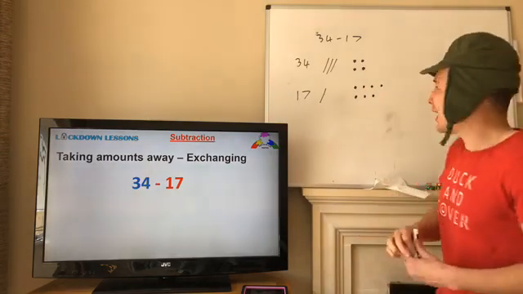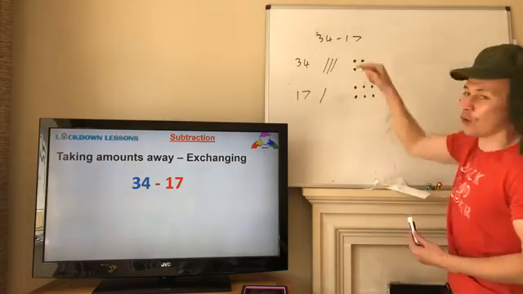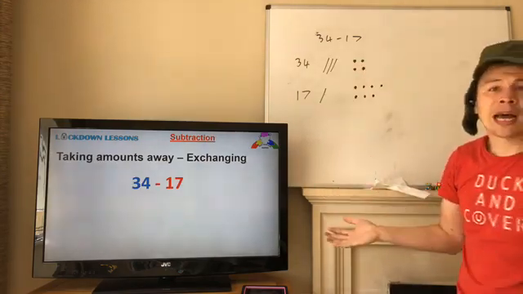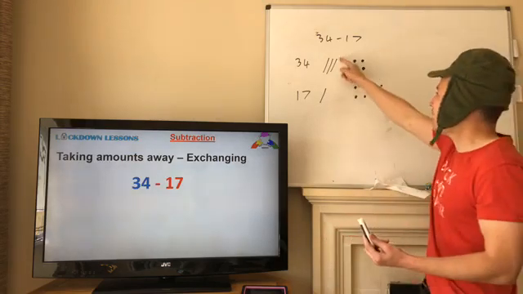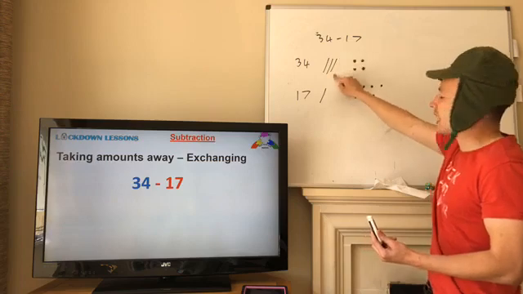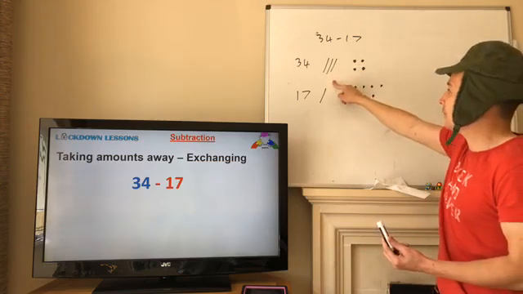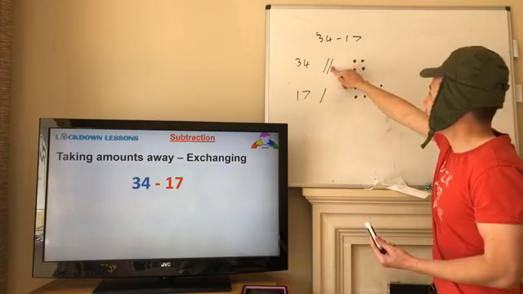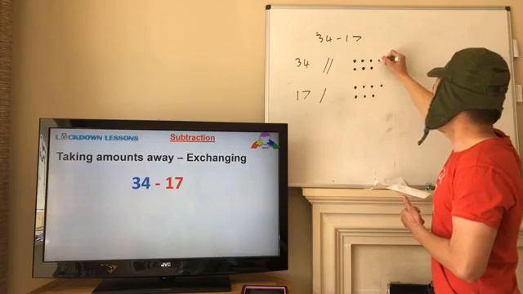Now, here we've got a problem, because when we try and take 7 away from this 4, we're going to run out of dots. So what we do is we exchange one of these 10s here, because this is just a 10. So we're going to write 34 slightly differently. I'm going to cross out that 10 there, and I'm going to write it as a regular 10 here.